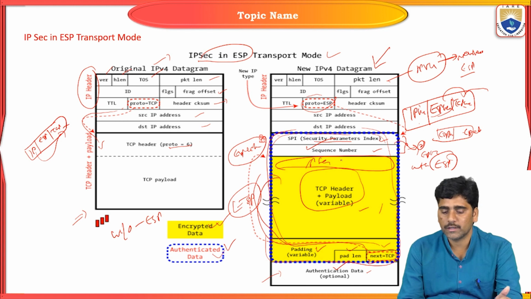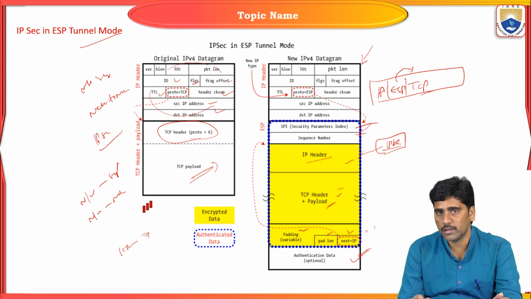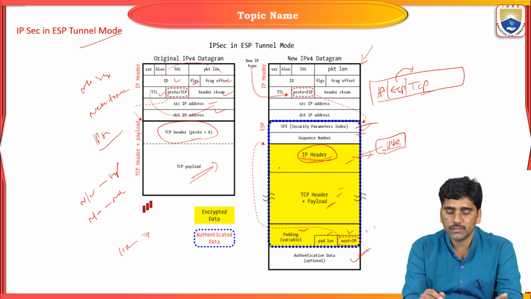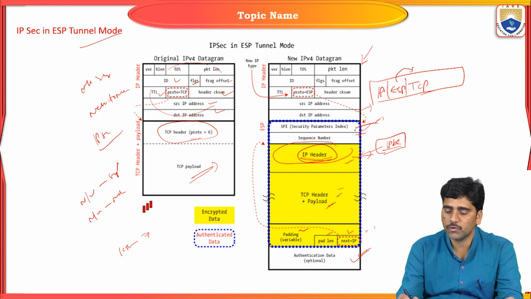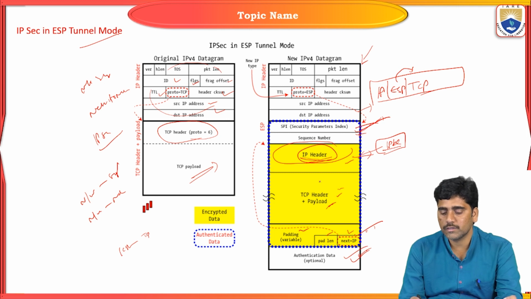But in IP security in tunnel mode, ESP in tunnel mode, the IP header comes again one more time. This is without ESP tunnel mode, and this is with ESP tunnel mode. With ESP in tunnel mode, the IP header comes again for security purposes, and it has both the ESP header, ESP trailer as well as authentication data, along with the TCP header and TCP payload.